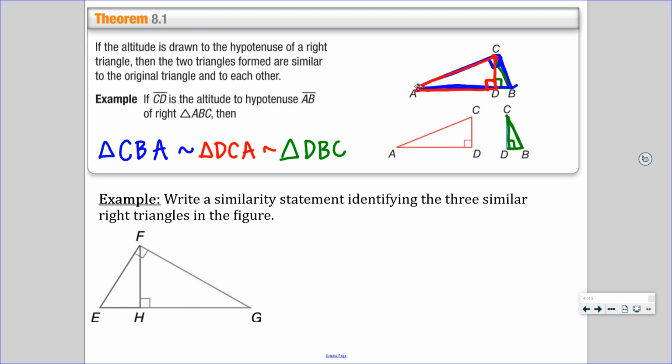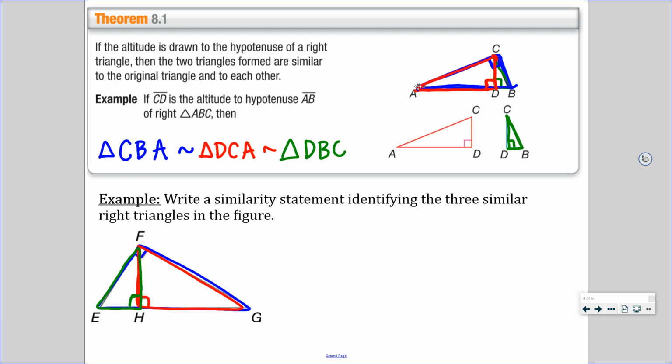Okay, so let's try one example here. Write a similarity statement identifying the three similar triangles in the figure. I'll outline my big one in blue. This is obviously a right triangle, just flipped upside down. Here's my altitude. It splits it into this right triangle and this little one, which, because this is a straight line, supplementary, whatever you want to think, is also going to be a right angle.